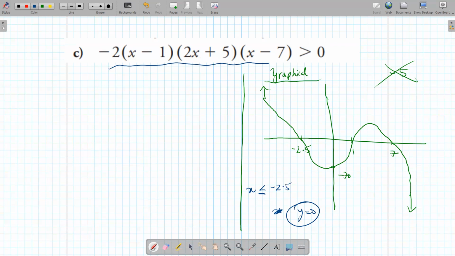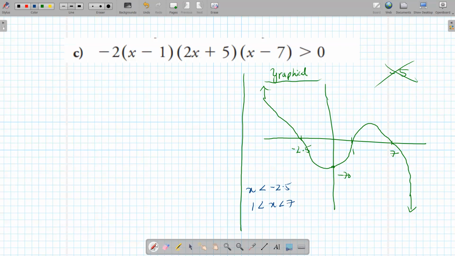We need y, this entire thing, which is y or f of x, to be strictly positive. So that's why x is strictly less than negative 5 for y to be positive. Where else is it positive? When x is between 1 and 7. Right, that's one way to do it.